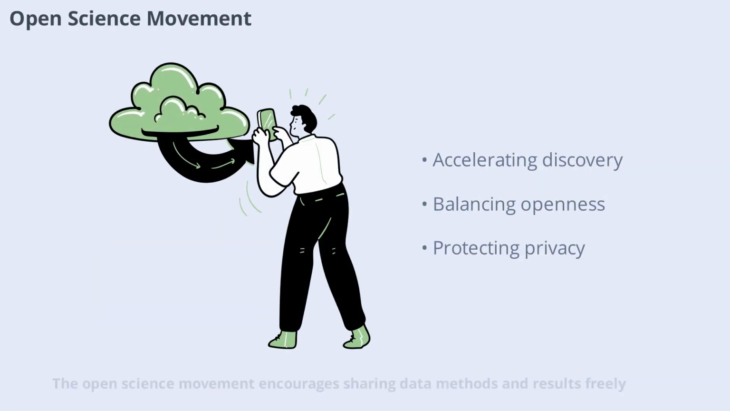The open science movement encourages sharing data, methods, and results freely. In digital biology, open science can accelerate discovery and improve transparency. However, it also raises questions about privacy, intellectual property, and how to balance openness with protection of sensitive information.